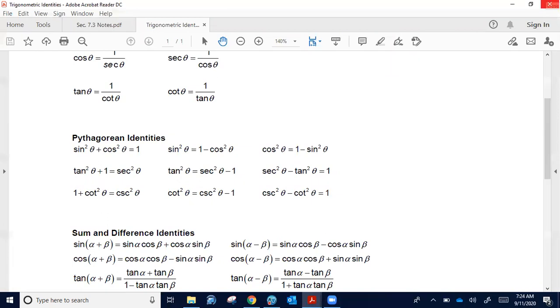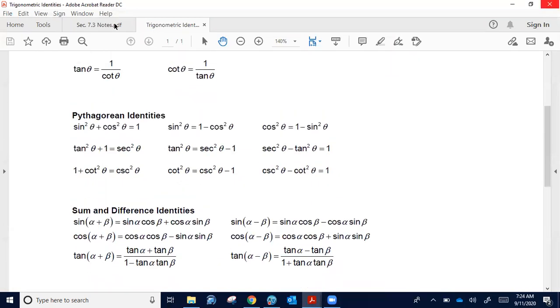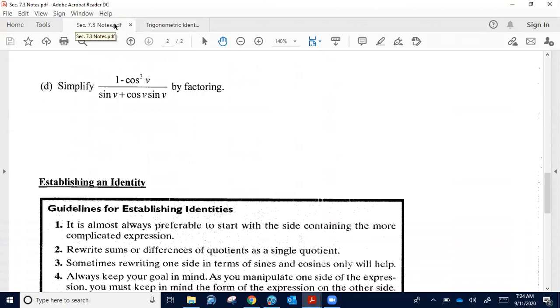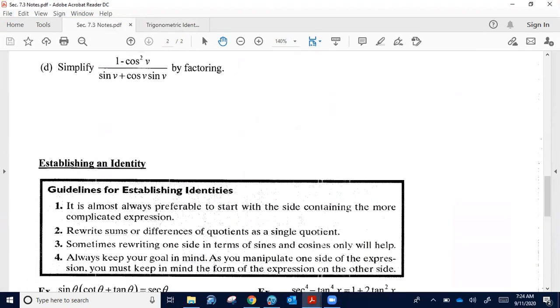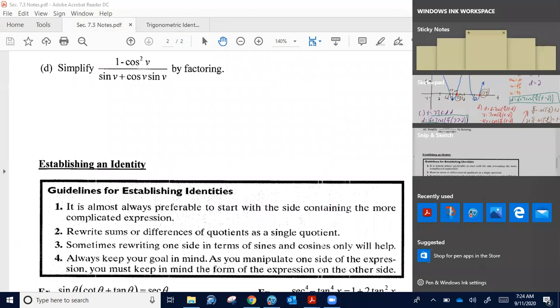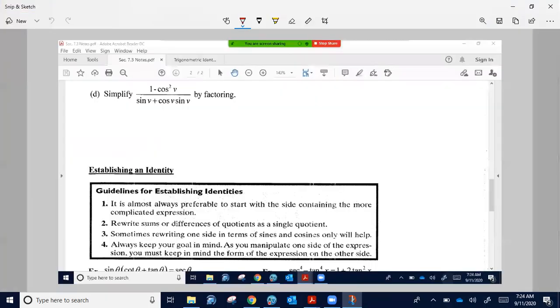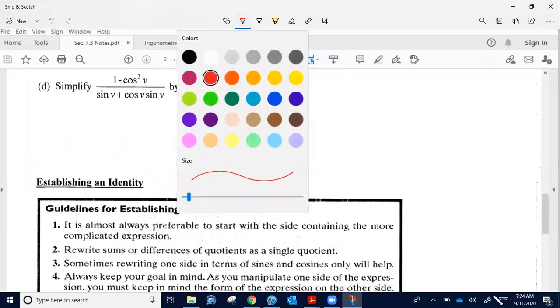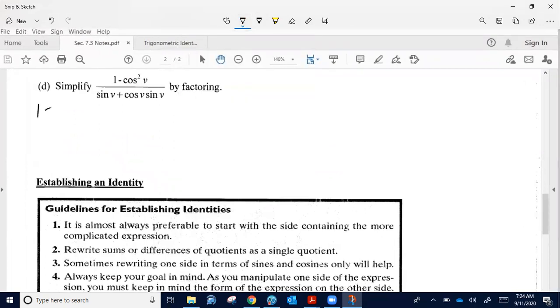Well, let's do one more. I'm not going to do all the other ones on these notes. Again, same issue here. We do need a left side and a right side. So I'm going to give us that. 1 minus cosine squared v over sine v plus cosine v sine of v equal to, this should be a cosecant v minus a cotangent v. And you're always going to have a left and a right to work with.